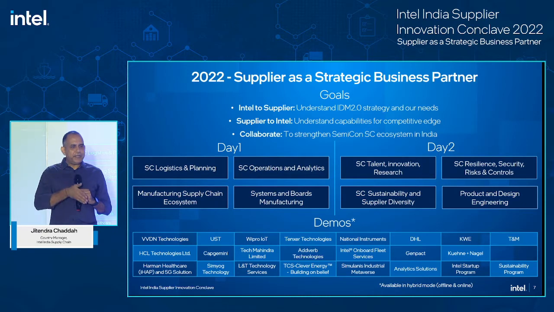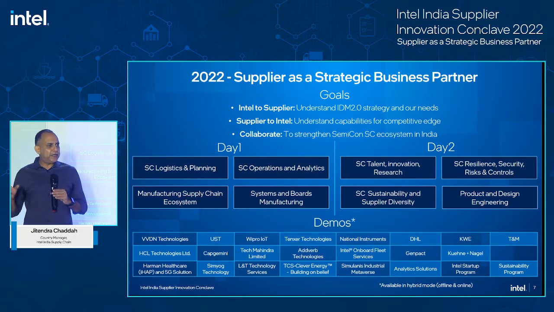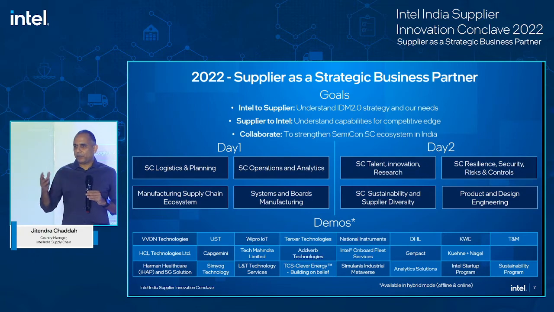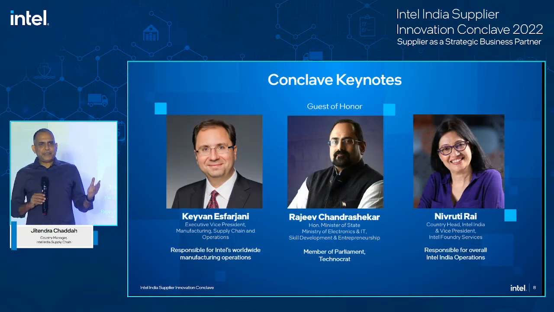And we have vertical tracks after the initial 1 hour session that all of you are involved in. So have deep dive discussions in those individual tracks, whether it is to do with logistics and planning, or systems and boards manufacturing, manufacturing supply chain and so on, right? And tomorrow we have some horizontal tracks, and even a product and design engineering track that we will be conducting here. Okay. So this is basically what we are expecting.